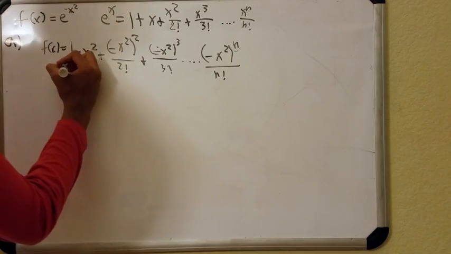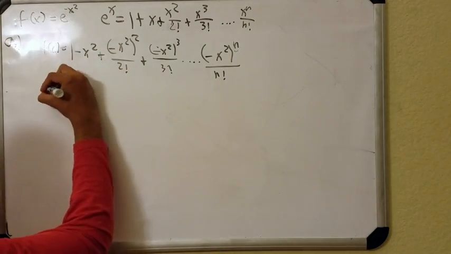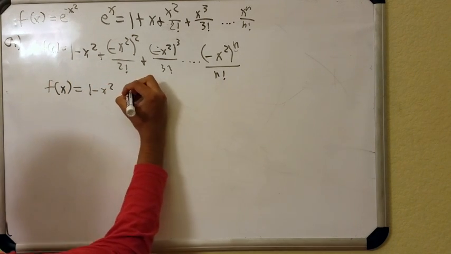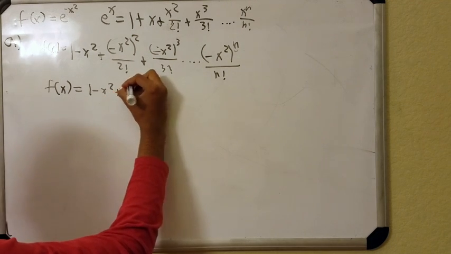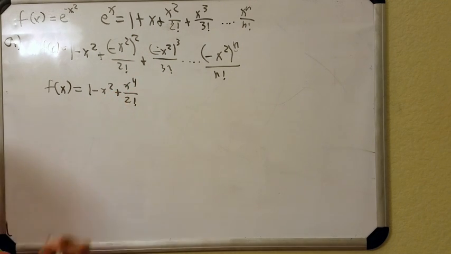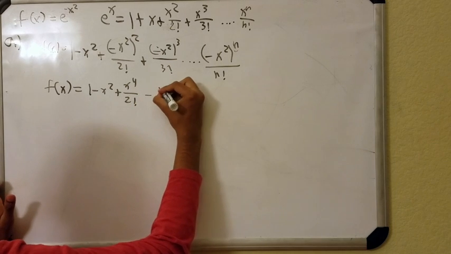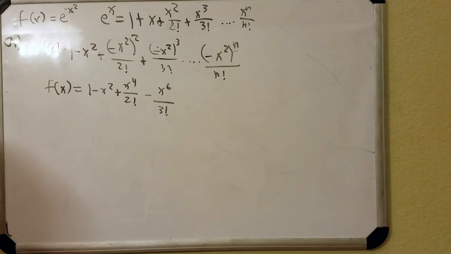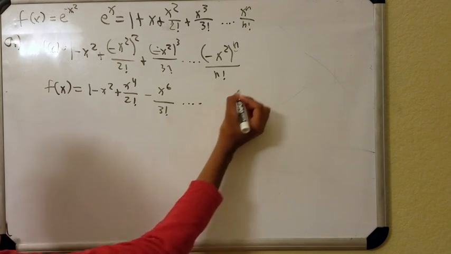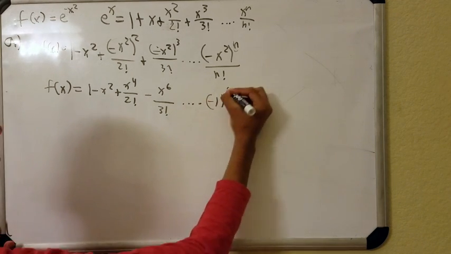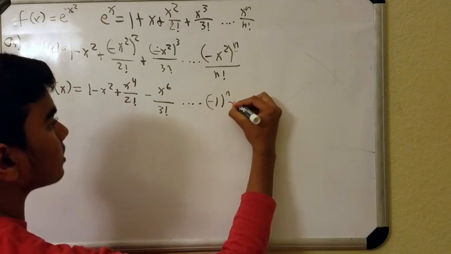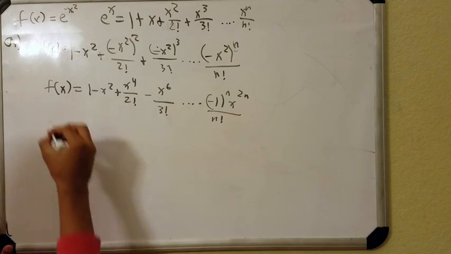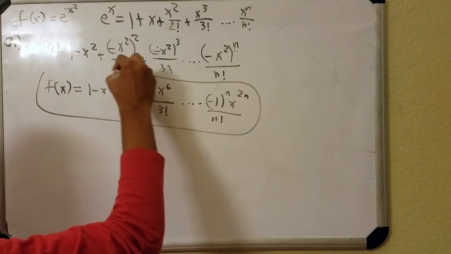Simplifying this, you have f of x equals 1 minus x squared plus x to the 4th over 2 factorial minus x to the 6th over 3 factorial, and the general term is negative 1 to the n, because it's alternating, times x to the 2n over n factorial. This will be your answer.